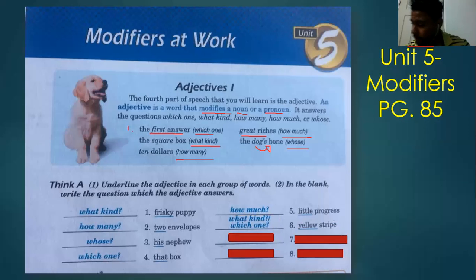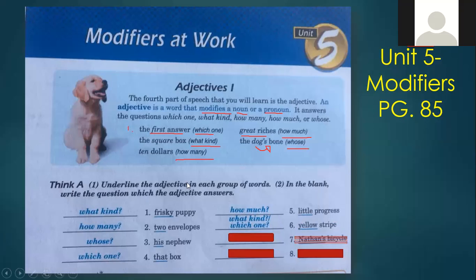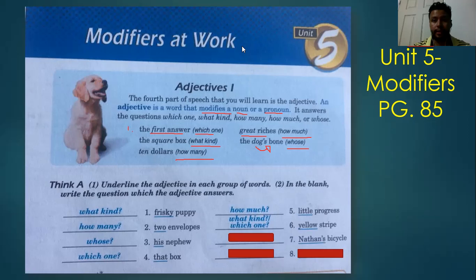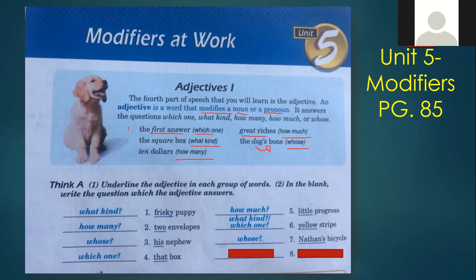Number seven, Nathan's bicycle. Okay, so in this case, we are going to underline Nathan's. And whose. Okay, let's check it out. Yes, Nathan's, because of the apostrophe, right? And the question will be, whose, correct. De quién, la bicicleta de quién, right? Whose bicycle in this case?